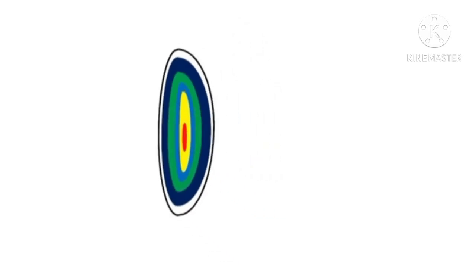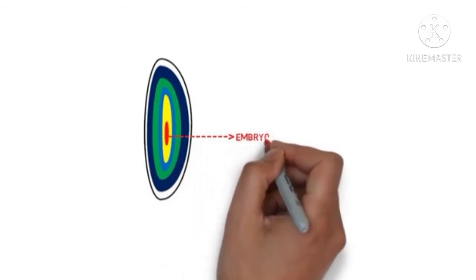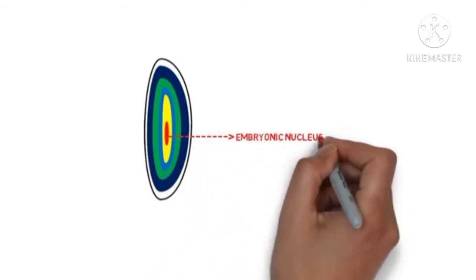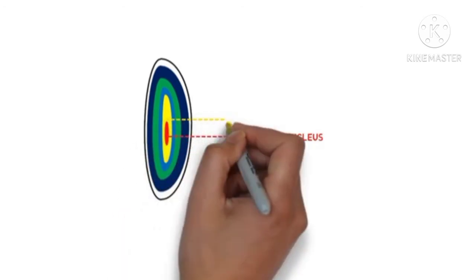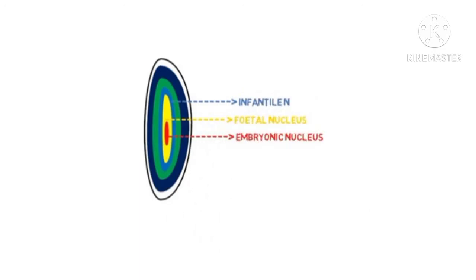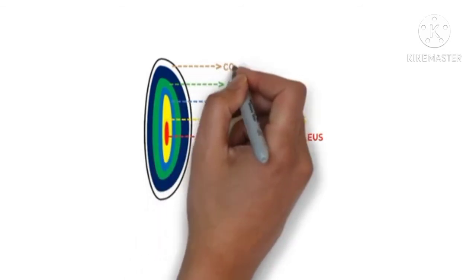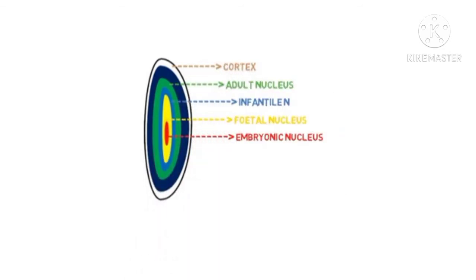So this is the crystalline lens, and here we have the embryonic nucleus. Fibers covering the embryonic nucleus are the fetal nucleus. Thereafter, the infantile nucleus, then the adult nucleus, and at last, this is the cortex. So these are the different parts of the lens, right? Now, what happens due to some disturbances in the normal growth of the lens? When the disturbances occur before the birth, this is called congenital cataract, right?